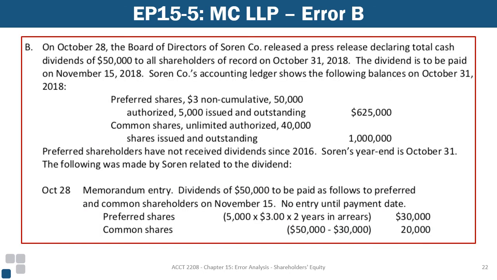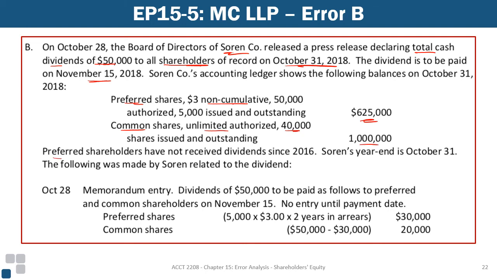Okay, for the second error, B, a different client here, Soren, issued a press release declaring total cash dividends of $50,000 to all shareholders of record on October 31st, 2018. And that dividends to be paid on November 15th, 2018. Here's some balances in the ledger. They've got preferred shares non-cumulative, 50,000 authorized, 5,000 issued, with a balance of 625,000. Common shares, there are 40,000 issued, unlimited authorized, for a balance of $1 million.